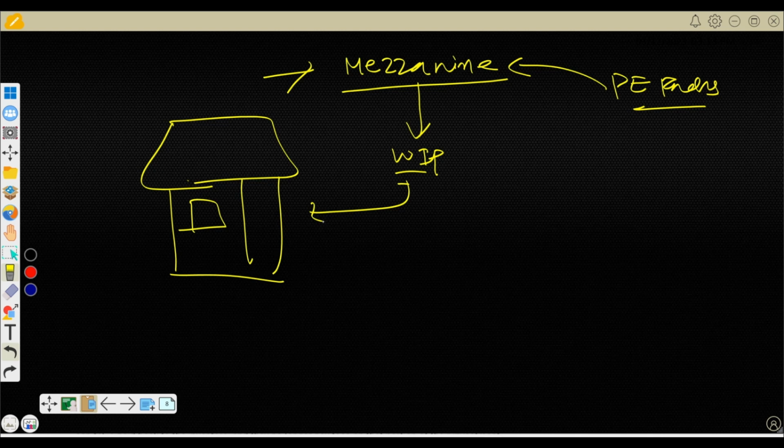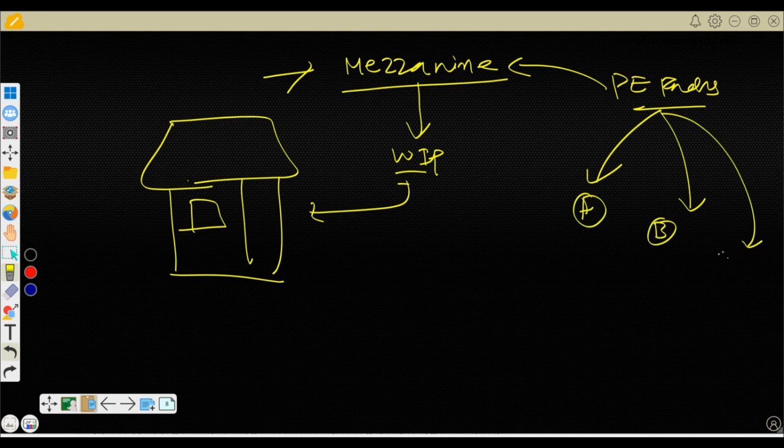Here you might see not only one investor, or not only one scheme. They can pull that money from different schemes also, or not only one fund.